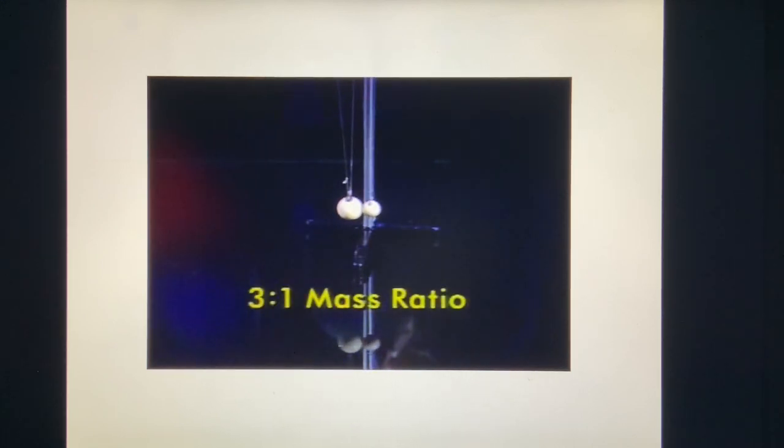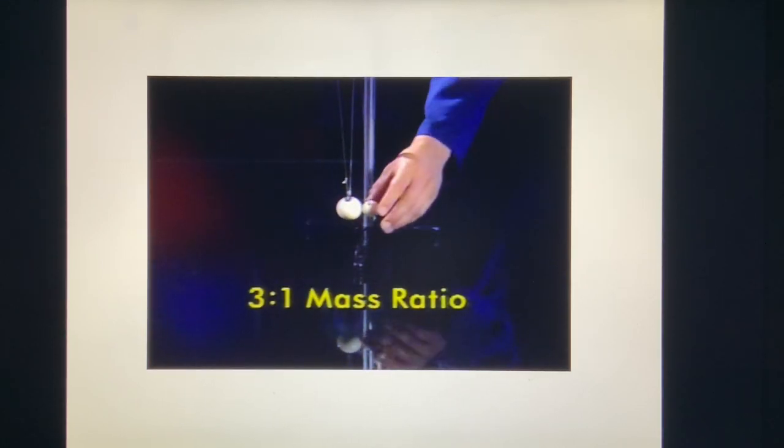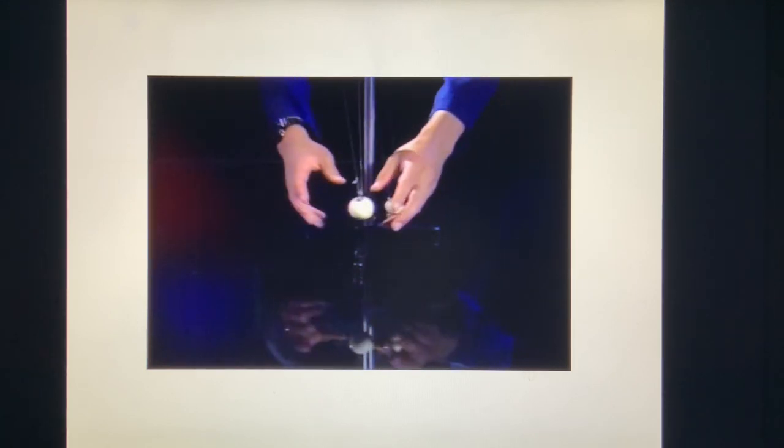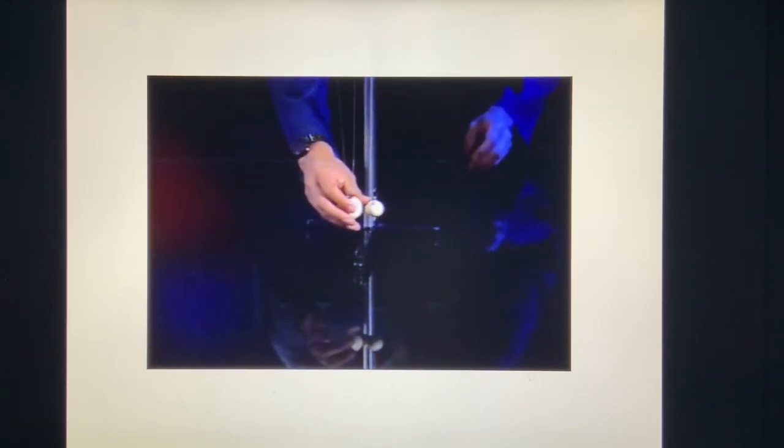Here's a set of balls with a 3-to-1 mass ratio. When the small ball strikes the larger one, the small ball bounces back and the large ball moves away slowly. What will happen if the last collision is reversed? Now, the small ball flies away quickly, and the large ball continues in the same direction at a lower speed.